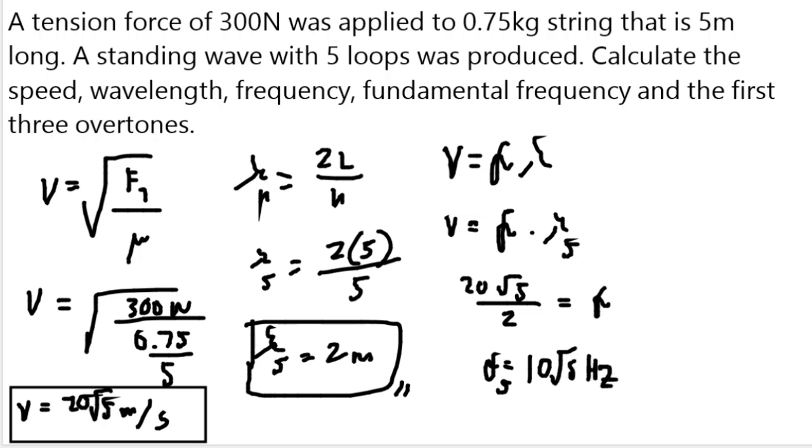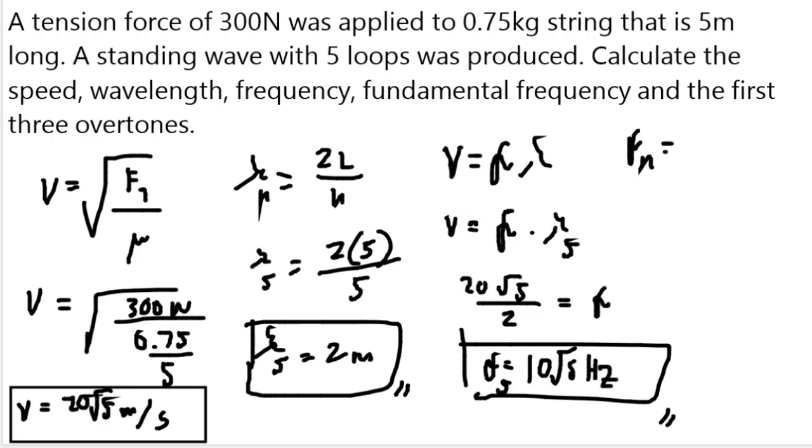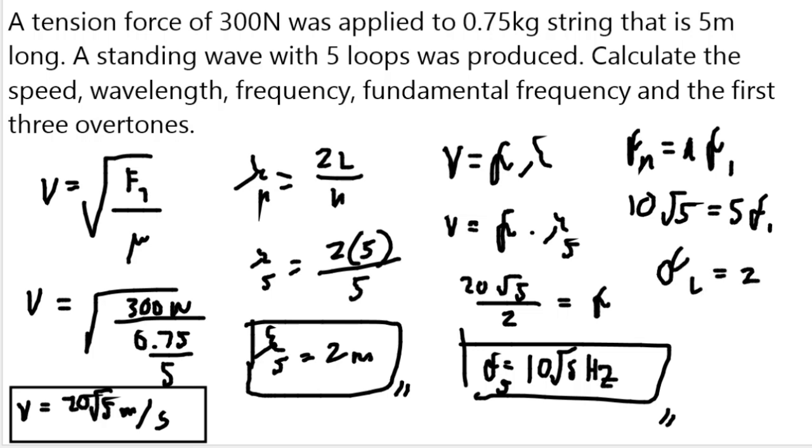Now let's calculate the fundamental frequency. The fundamental frequency is the frequency at the first node. That's going to be f sub n equals n times f sub 1. Then we can just isolate f sub 1. We already have the given of f sub n. F sub 5 is going to be 10 root 5, and we're going to divide it by 5. So f sub 1 is going to be 2 root 5.